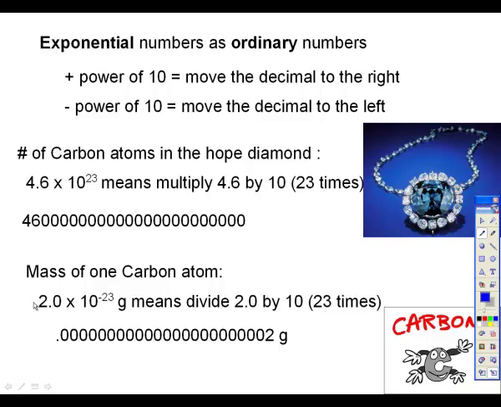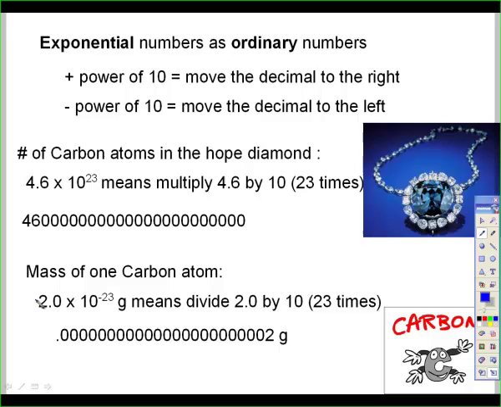So again, they mean the same thing. These two numbers are exactly the same. They are equal to each other. This is just a different way of writing it. So that negative means we're going to divide by 10 that many times. So negative 23 means divided by 10 23 times. Or you can think of it as moving your decimal to the left 23 times, each time being one division by 10.